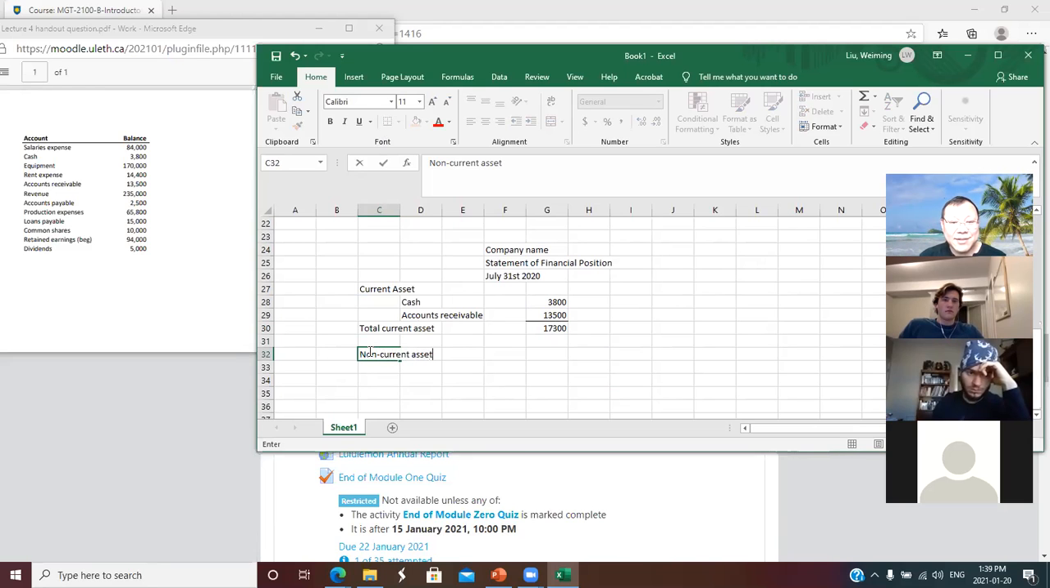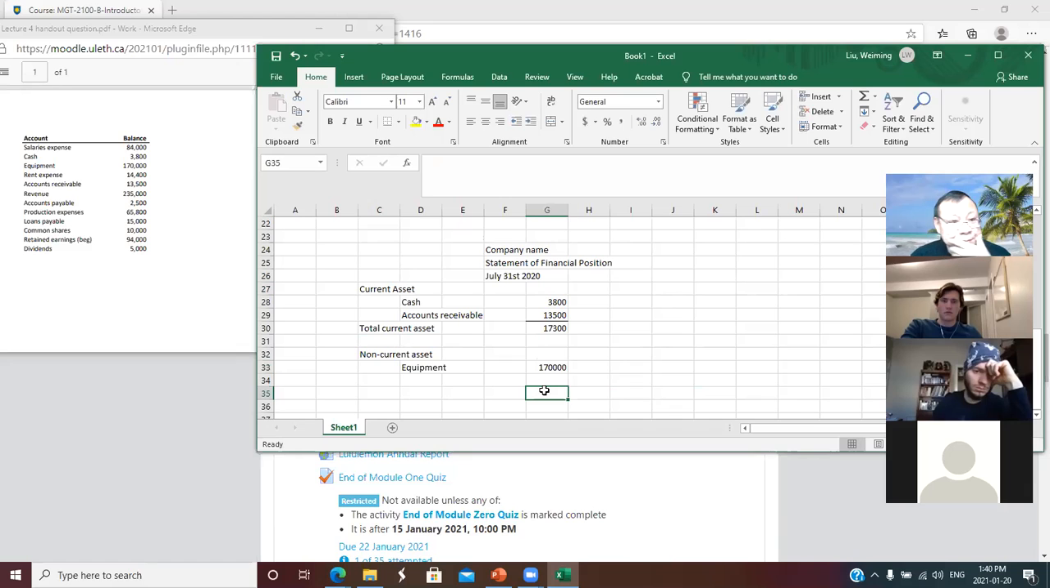What is my non-current asset? Equipment. So that's going to be 170,000. Right? That's all. I don't have anything else. So my total non-current asset is this.